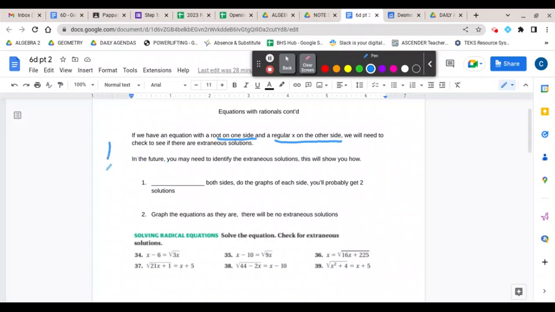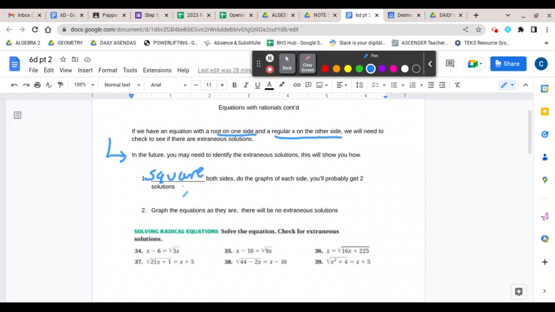So in case you ever have to find extraneous solutions, here's how we can do that. Number one is we'll take the equation, square both sides, and do the graphs of each side, and we'll probably get two solutions. So I'm going to take number 34 here real quick. We have x minus 6 is equal to the square root of 3x. If we were to square both sides and do the graphs, one graph would be y equals (x minus 6) squared, and the other graph would be y equals 3x, because we're just taking this and squaring both sides.